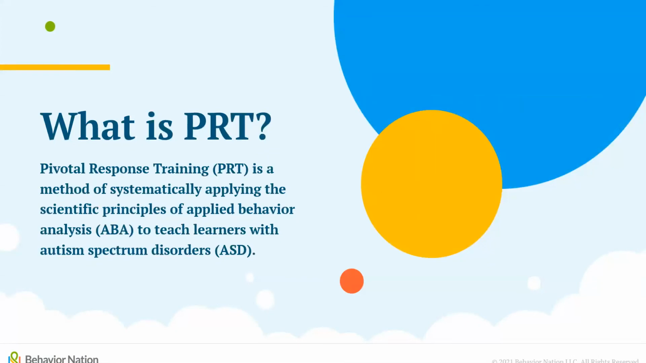PRT is a specific method that is used in ABA. ABA can be used to teach learners with autism spectrum disorder. This type of teaching focuses on pivotal behaviors. A pivotal behavior is a type of behavior that, when it is learned, can cause improvements in other untrained areas. By focusing on pivotal areas of development, there can be improvements in other areas like social skills, behavior changes, language, and learning.